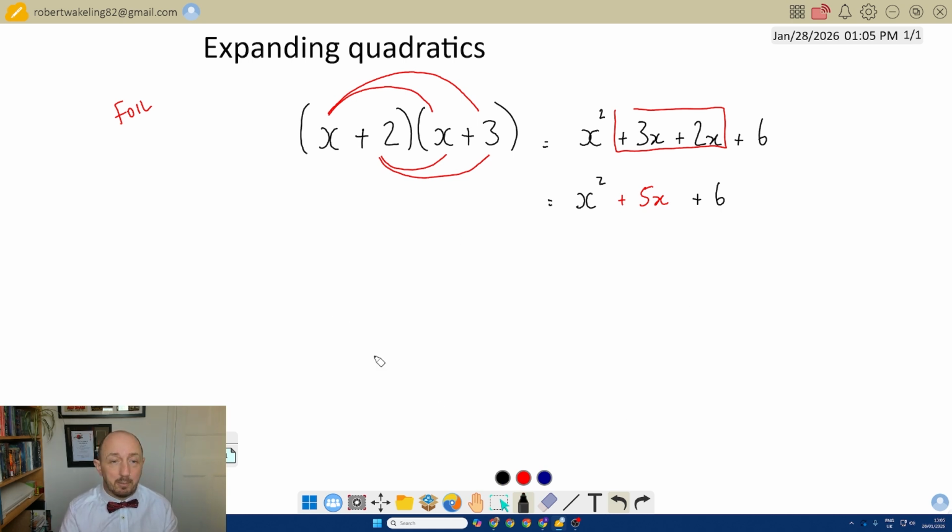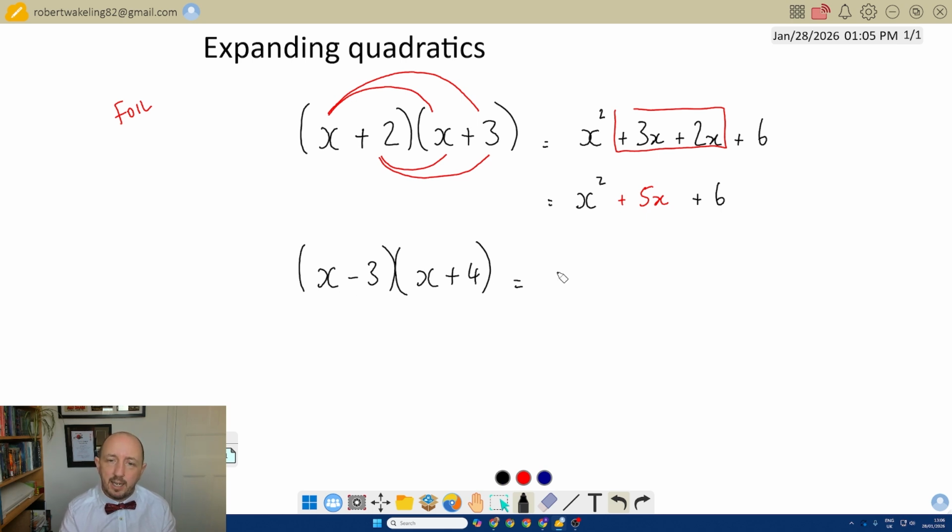What happens if we have a minus? Well, it doesn't really change anything, but we have to be a little bit more careful with our minus signs. Because if they're 2 positive ones, all of these will be plus. But in this case, we have to be a bit more careful.